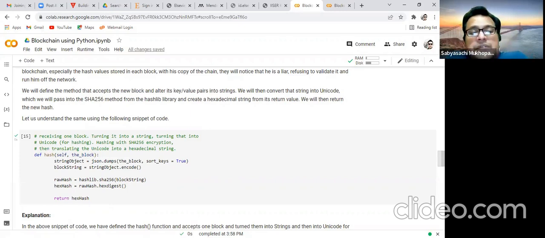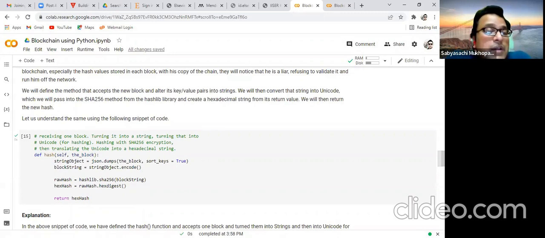So definitely we have to define the hash function here. The hash function will have two parameters, self and the block. Then we have to define the string object using json.dumps, where the block is the first parameter and sort_keys=True is the second parameter.